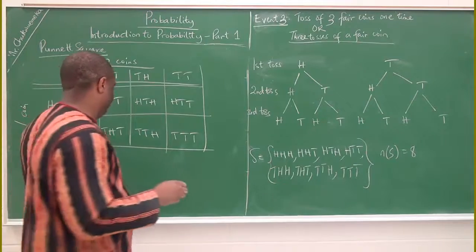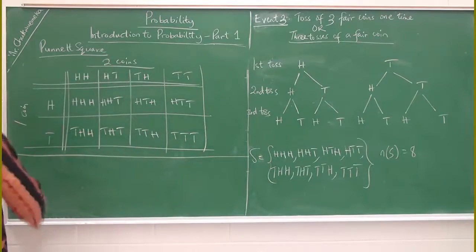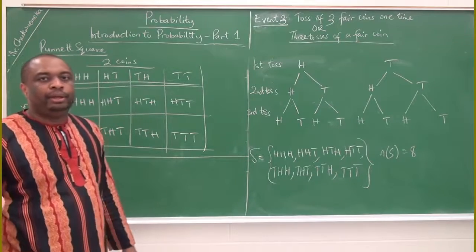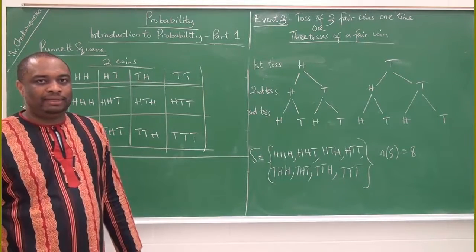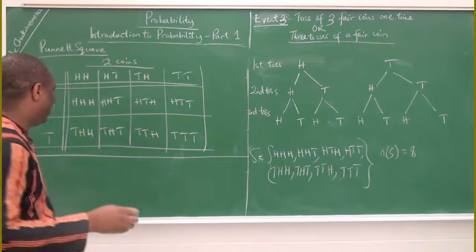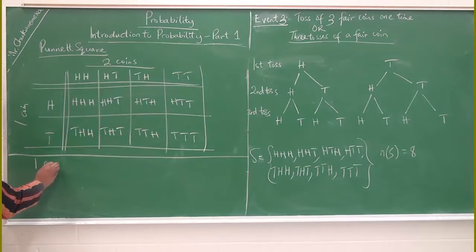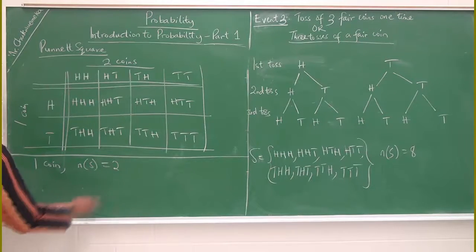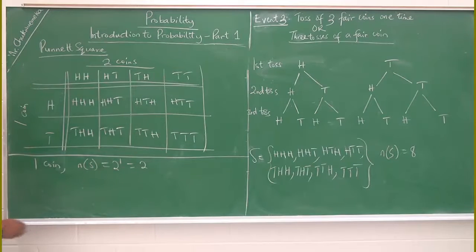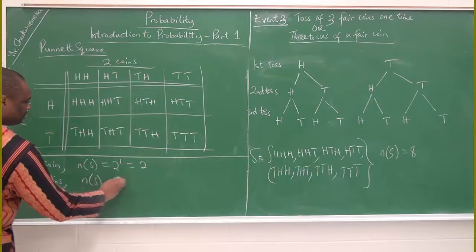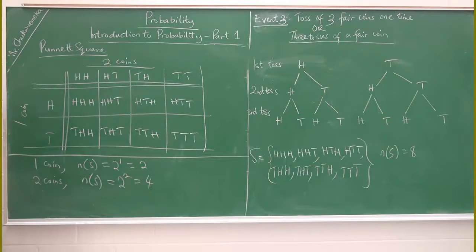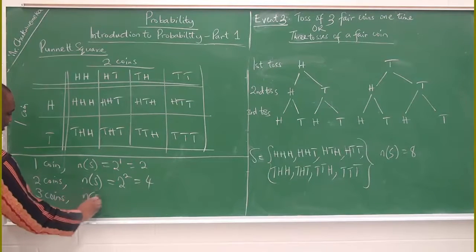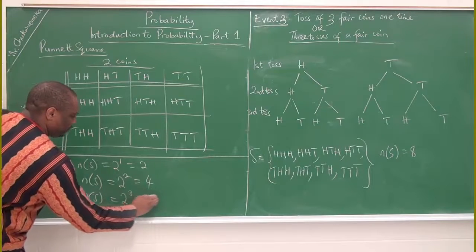Let me ask you this now. If it's 4 coins, what do you think the cardinality of the sample space will be? Now for one coin, the cardinality of the sample space was what? 2. 2 raised to power 1, which is 2. For 2 coins, the cardinality was 2 raised to power 2, which is 4. For 3 coins, the cardinality of the sample space is 2 raised to power 3, which is 8.